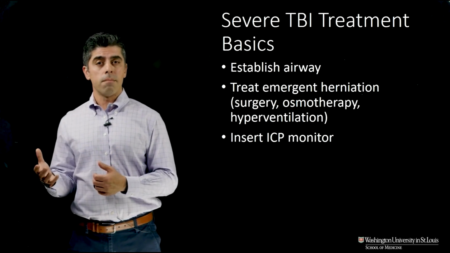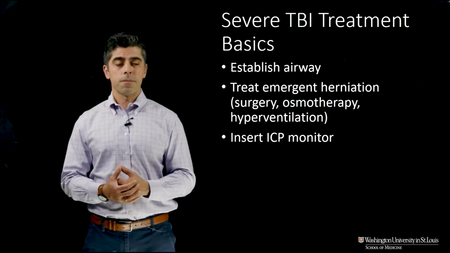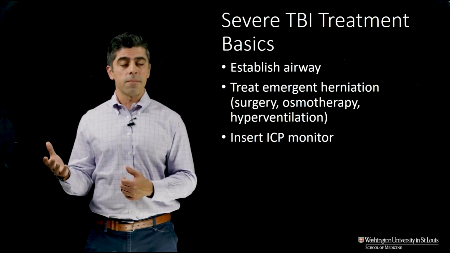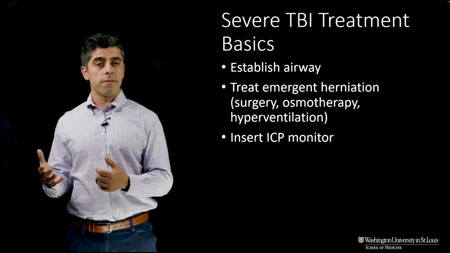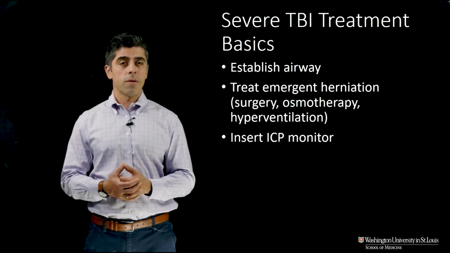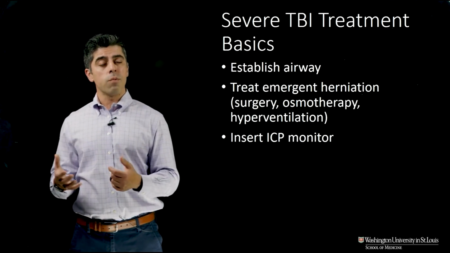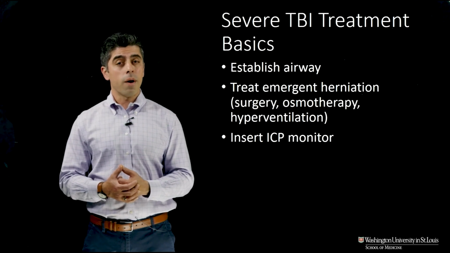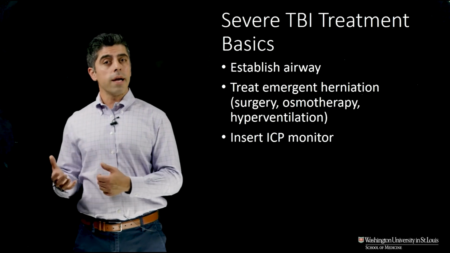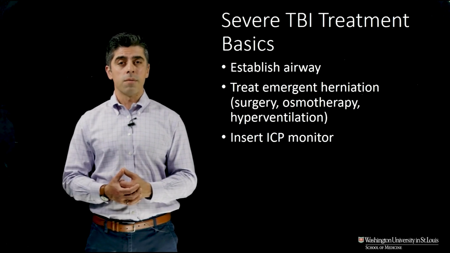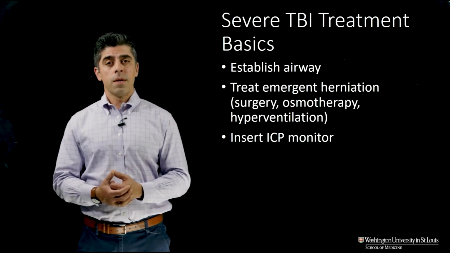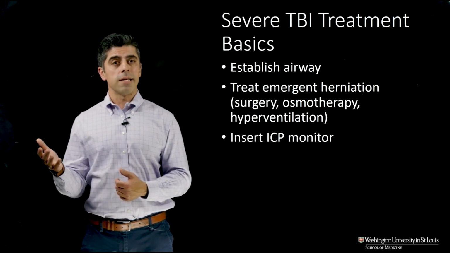Severe TBI differs from moderate and mild TBI in some aspects. Severe TBI patients, by definition, will have a GCS of less than or equal to 8. So these patients are much sicker by definition and will come in often less awake and less aware. In these patients, we want to make sure that they're protecting their airway, and if they're not, we want to establish an airway for them. We want to make sure the ABCs are attended to. And for these patients who are herniating, we want to make sure to emergently treat herniation, whether that's by surgery, osmotherapy, or hyperventilation. And then if indicated, we want to be sure to insert an ICP monitor.